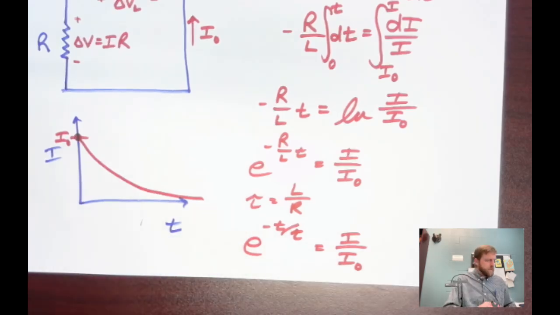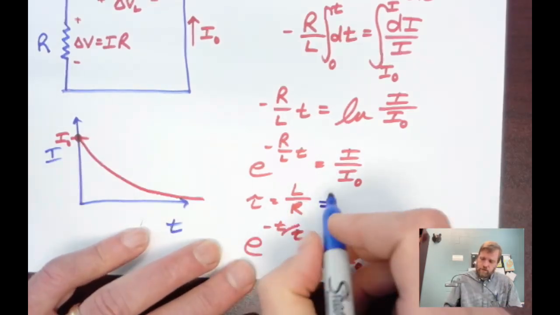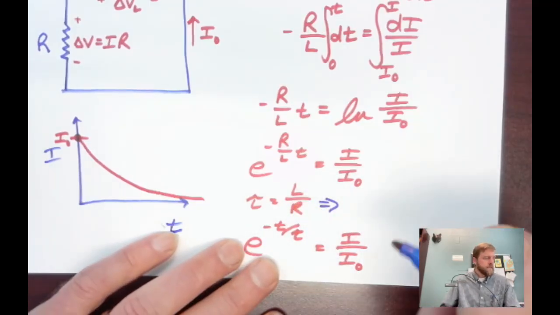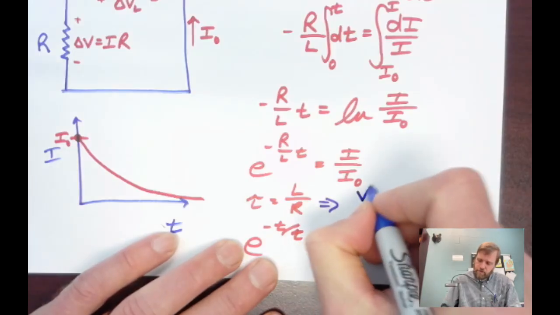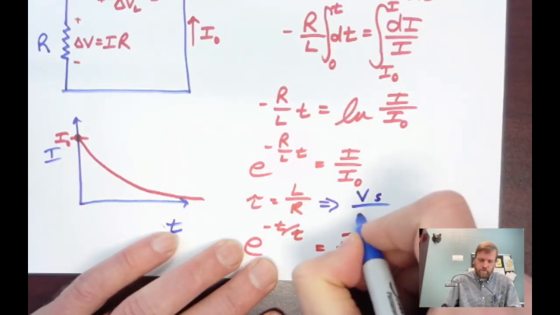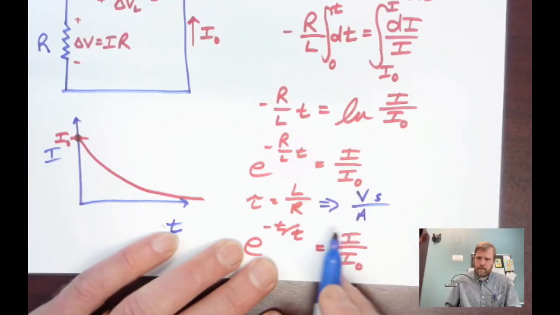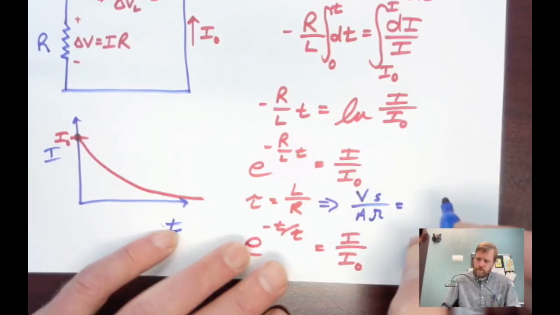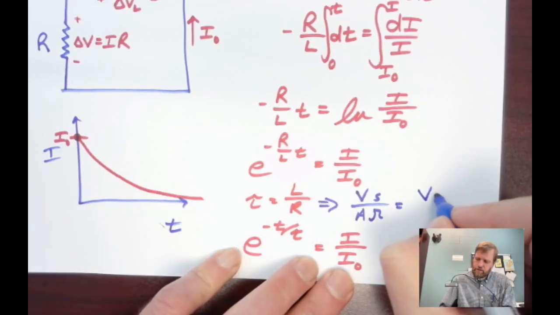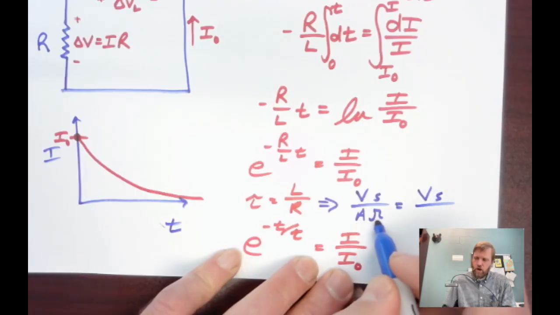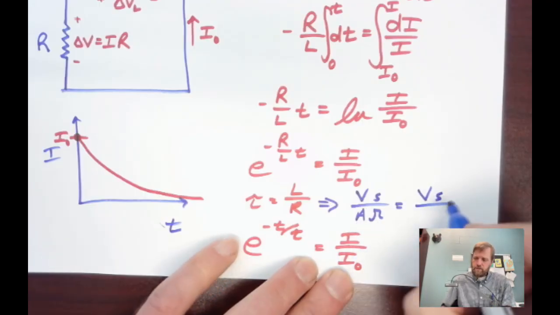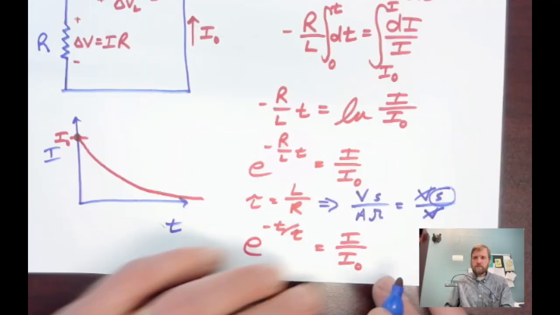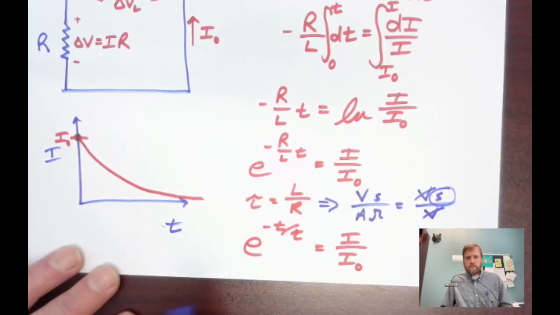Let's show that real quick. L is inductance. It has units of Henry, and Henry have units of volts times seconds over amps. And then the units of resistance are ohms. In the denominator, an amp times an ohm, which is a current times a resistance, is equal to a voltage. So the volts cancel, and I'm left with seconds. So this gives us units of seconds.